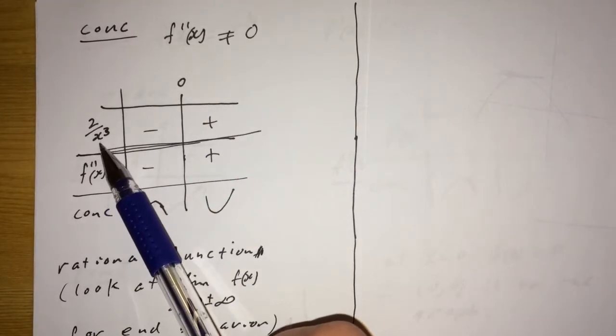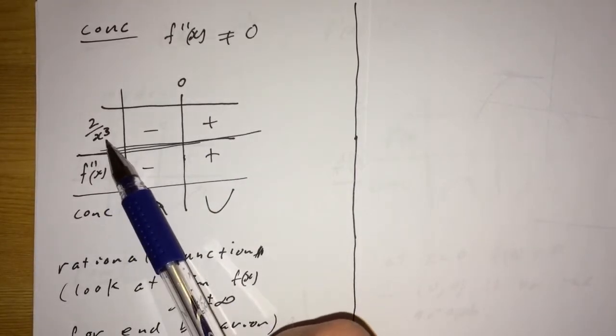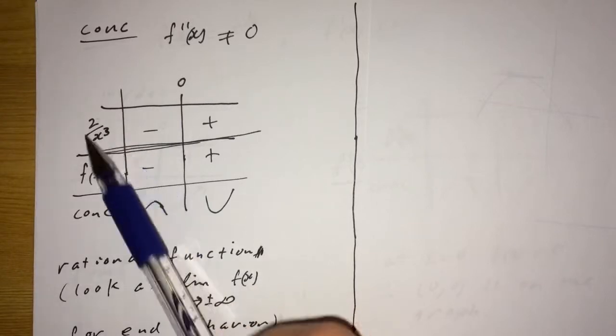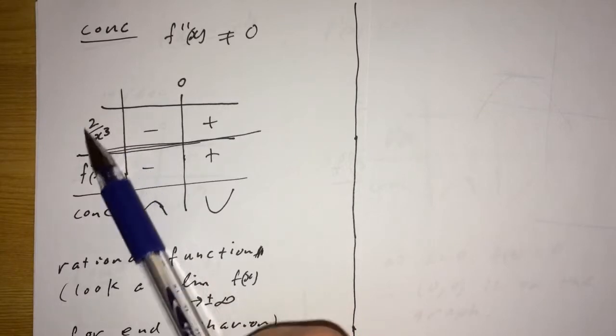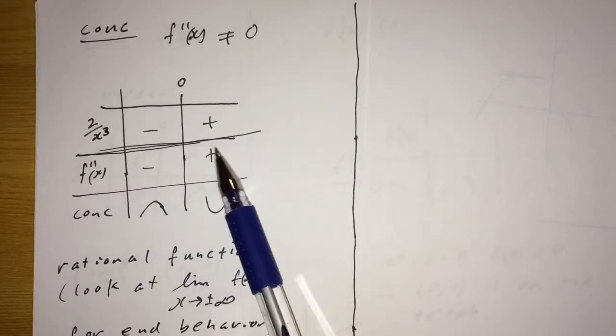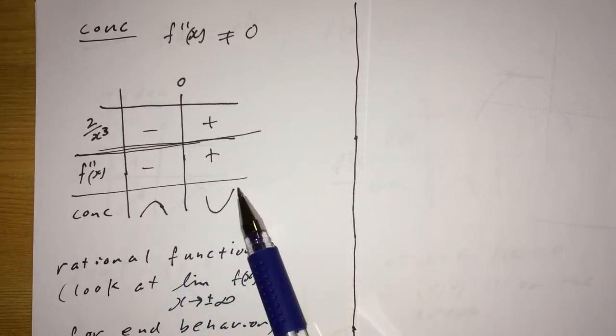The second derivative is 2 over x cubed. When x is negative, x cubed is negative, so this piece here is going to be negative. When x is positive, x cubed is positive, so this whole piece here is going to be positive. This is the second derivative, so we just transfer the signs down. And when the second derivative is negative, the function is concave down. And positive means concave up. So this is the concavity chart for 1 over x.